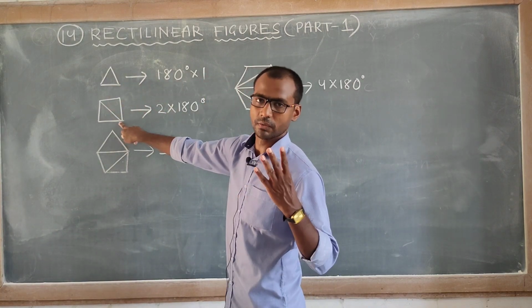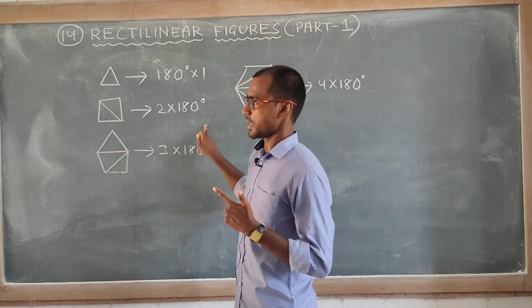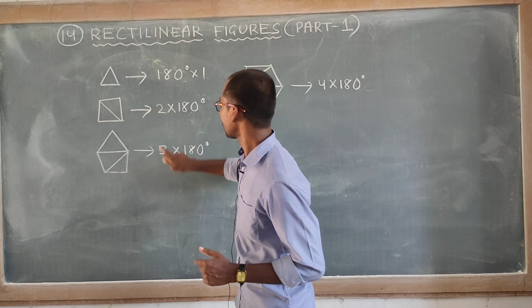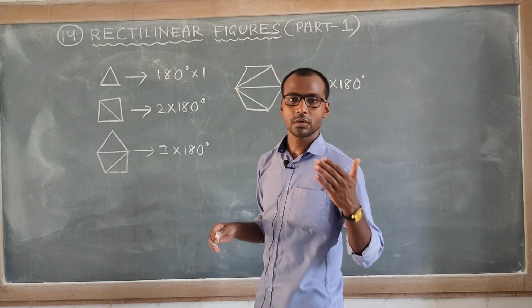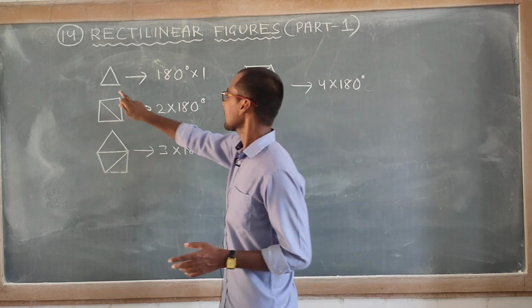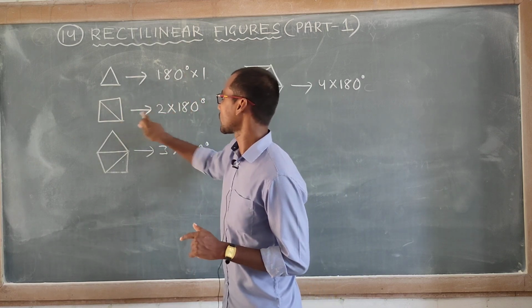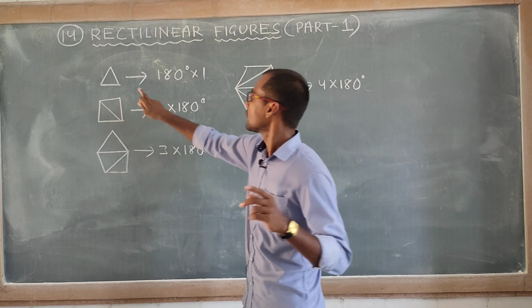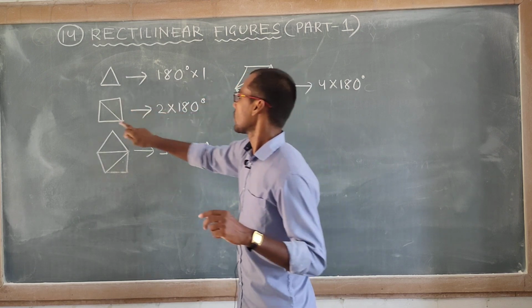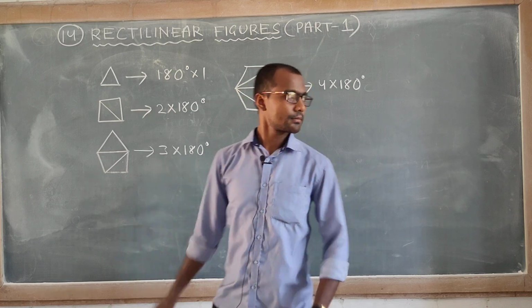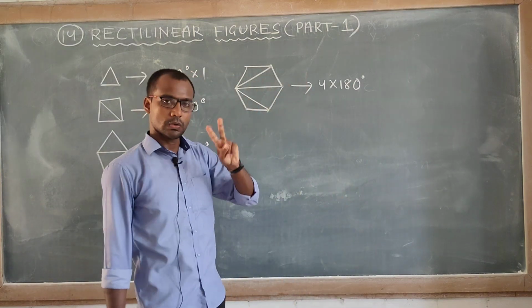4 sides, then 2 into 180. 180 is constant. As you can see, 180 is constant. Simply 1, 2, 3, 4, 5, 6 like this it will go on increasing. 3 then 1. 4 then 2 means 2 less. 3 1, 2 less. 4 2, 2 less. 5 3, 2 less. 6 4, 2 less.